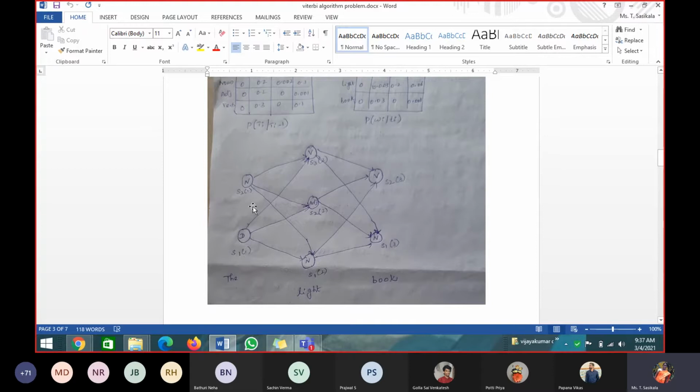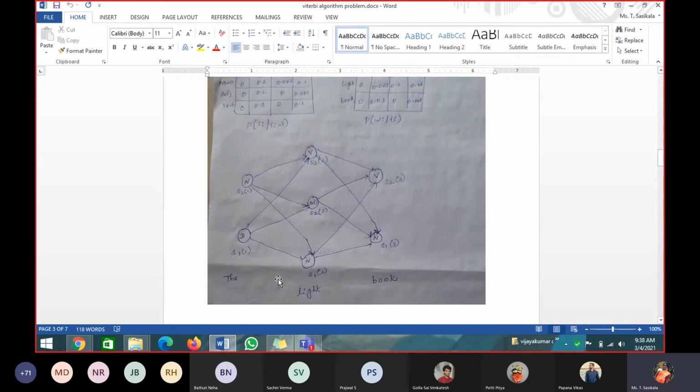So this is represented as S1 of 1, S2 of 1. So S2 of 1 means for the first word, second tag. S1 of 1 means first word, first tag. Like that it represents. Similarly, for light, how many tags we have? Later on, I'll tell you how to connect it.